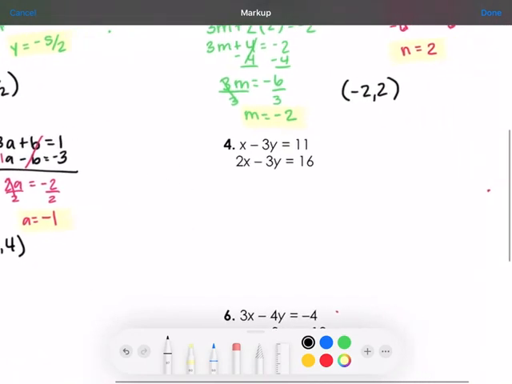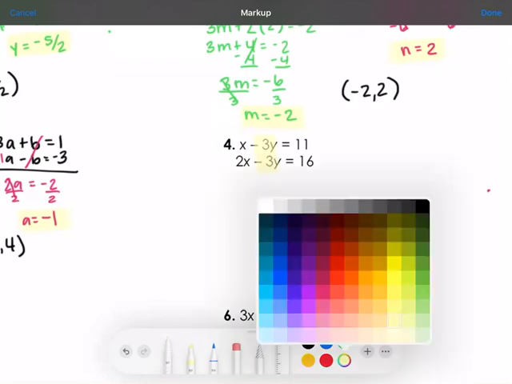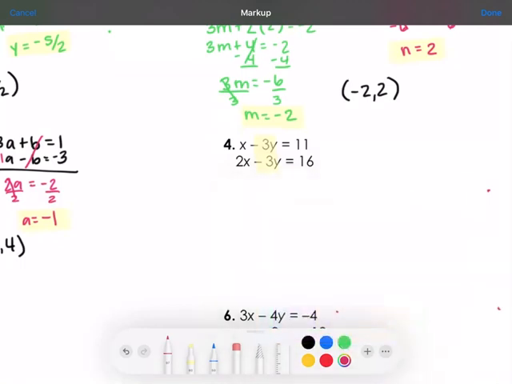Okay, moving on to number 4. I have x minus 3y equals 11 and 2x minus 3y equals 16. So right away, I notice that I have two -3y's. Those will cancel if I multiply one equation by -1 to make it positive. So I'll go ahead and multiply the second one by -1 and rewrite them both.